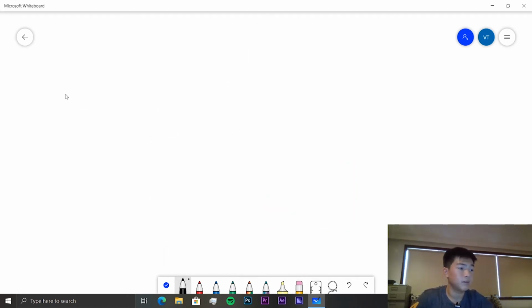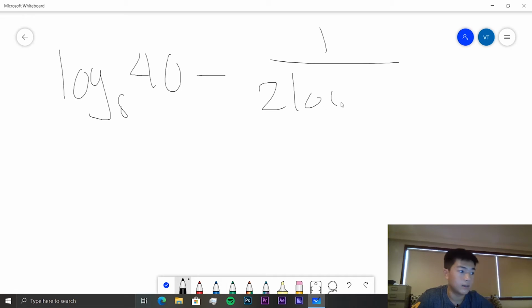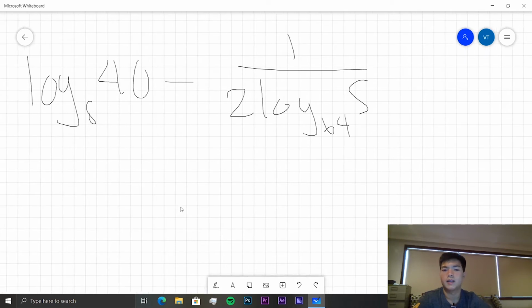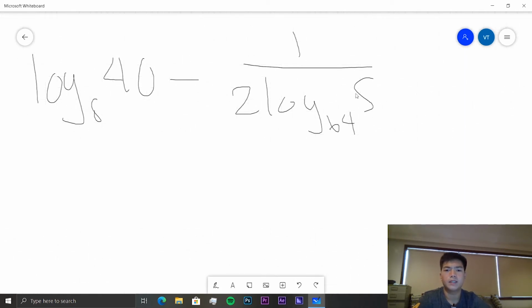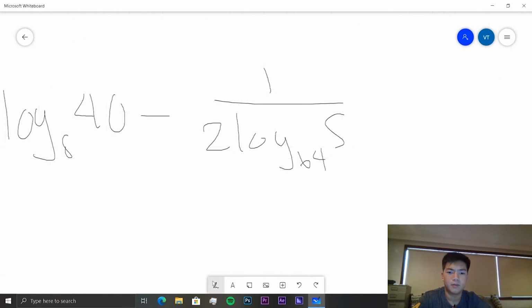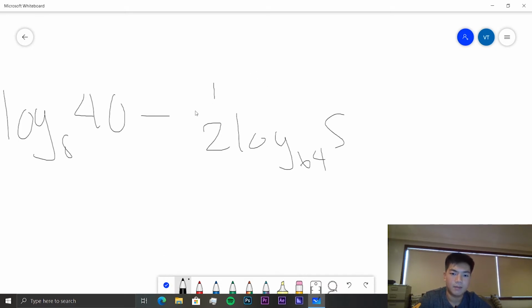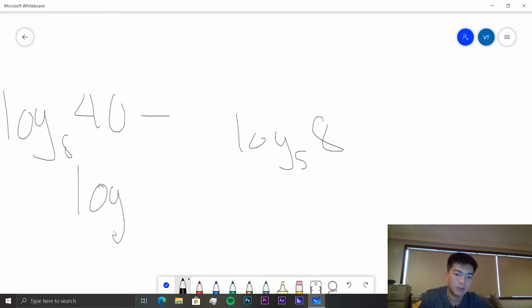Okay, next one we need to evaluate log 5 to the 40 minus 1/2 log 64 to the 5. Okay, so this is equal to 1/2 times log 5 to the 64. So that's equal to, if we multiply it again, this is 64 to the power of 1/2, which is 8. So we have log 5 to the 40 minus log 5 to the 8, which is equal to log 5 to the 5, which is equal to 1. So yeah, that is the answer.